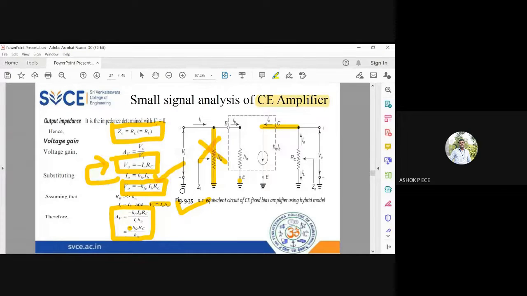If anything is confusing or not clear, please ask immediately. This one circuit is very, very important. It is the foundation. If you do not understand this fixed bias circuit, the other things, collector-to-base bias and voltage divider bias circuits, will again be confusing to you. Are things clear or not? If you have any doubts, you ask.